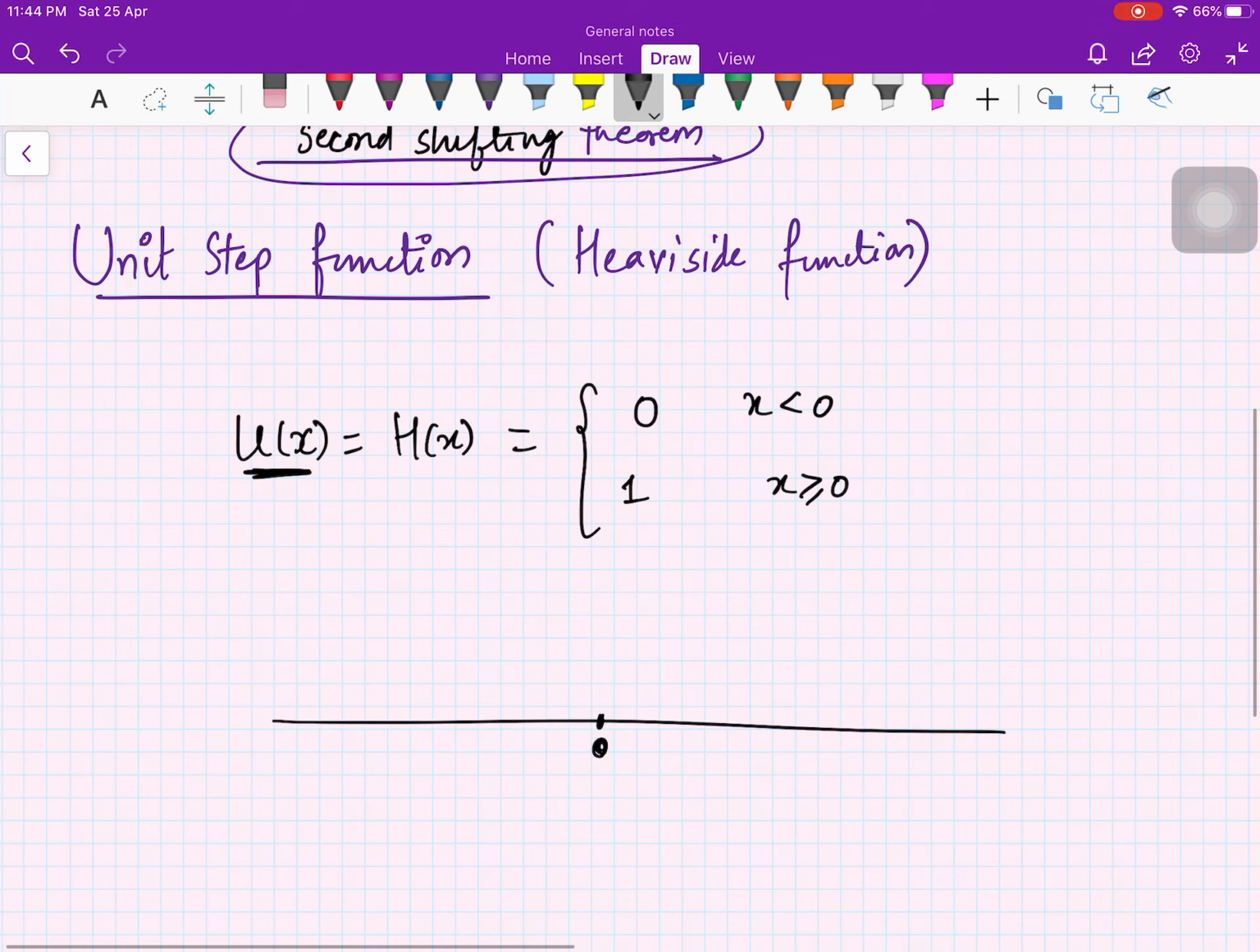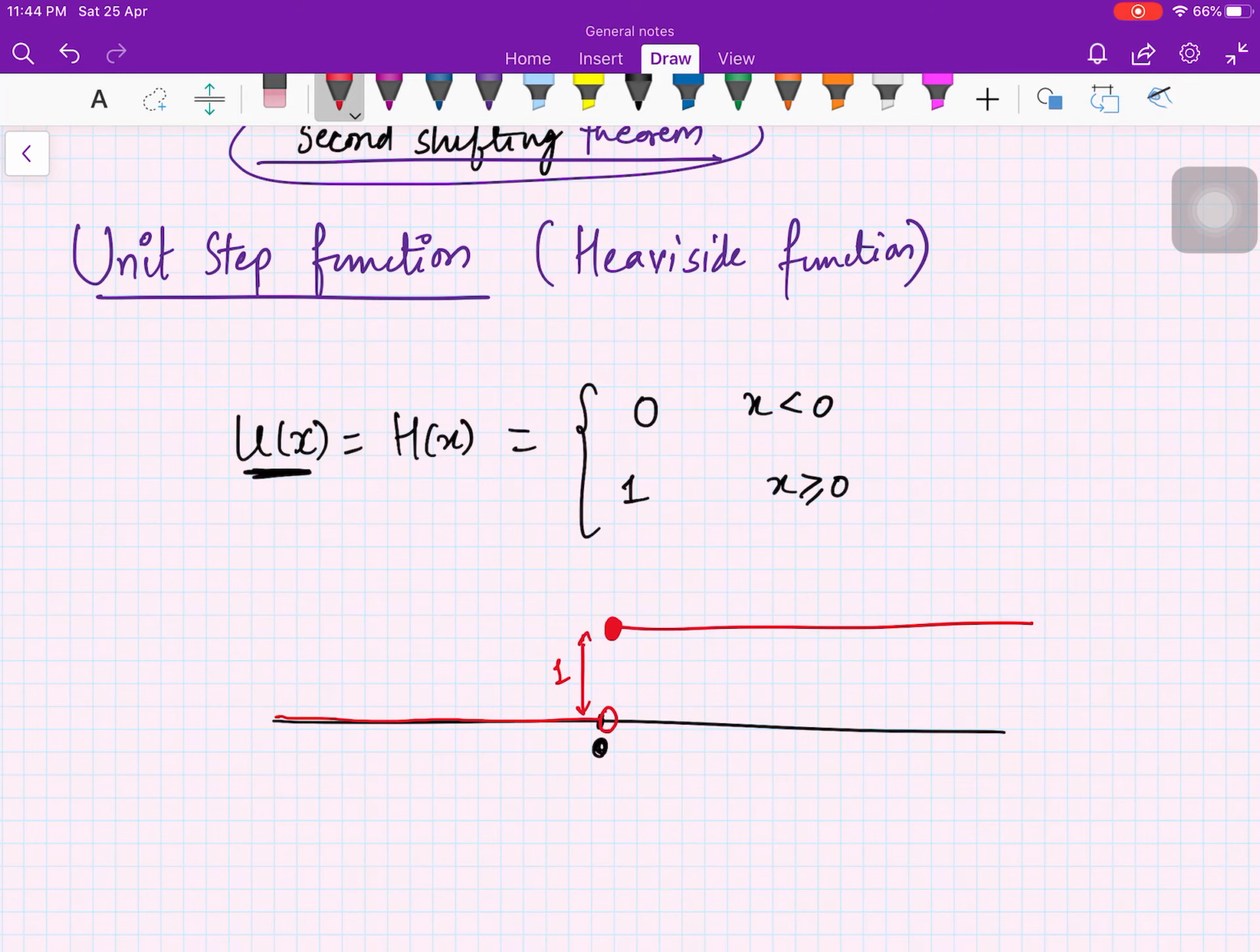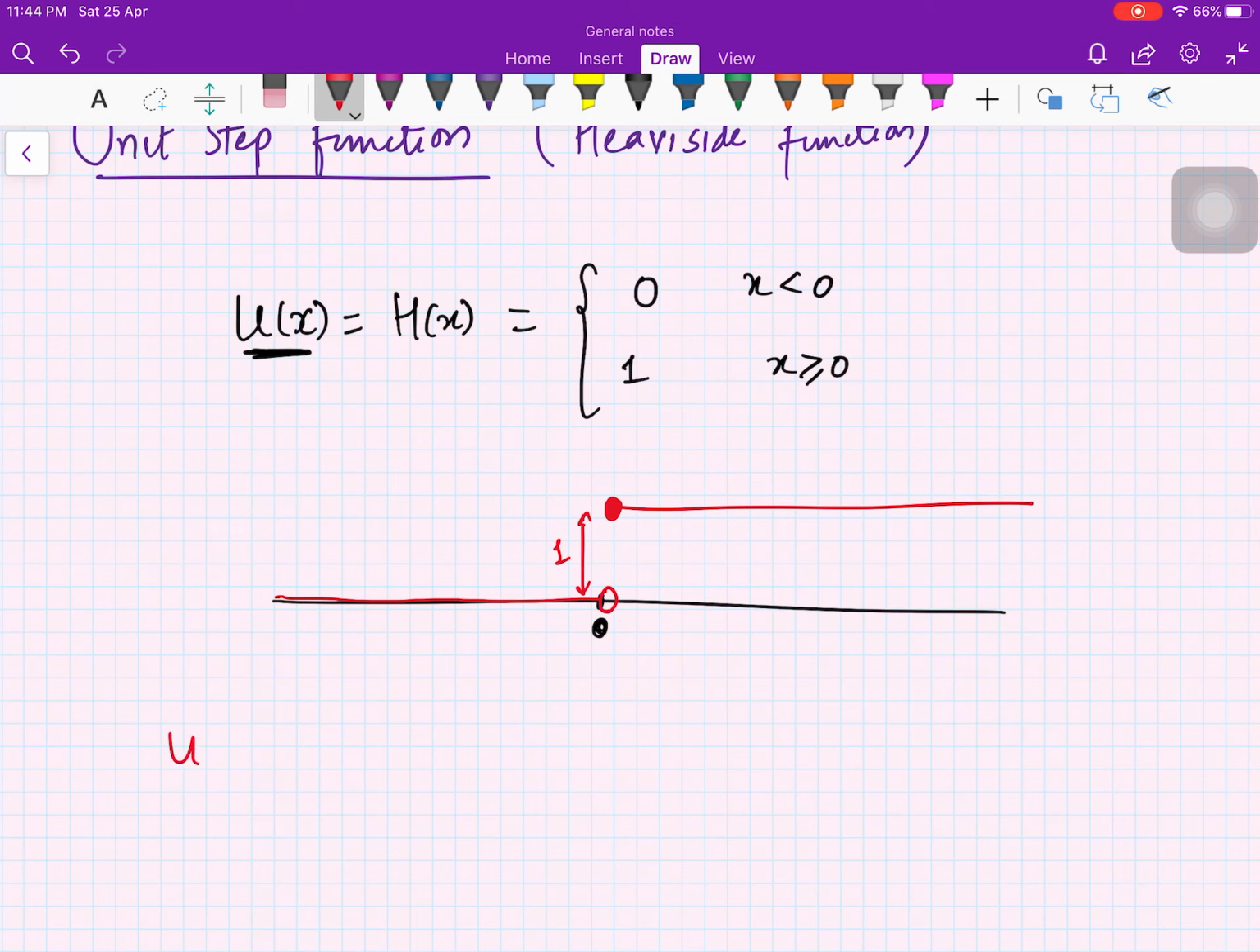So if you draw the graph, so you have 0 here, right, and your function looks like that. It is 0 everywhere on the left of the axis, and then at 0 it is 1. So you have an open dot here, and this distance is 1, and you have a closed dot here, and then here. This is the graph of a unit step function.